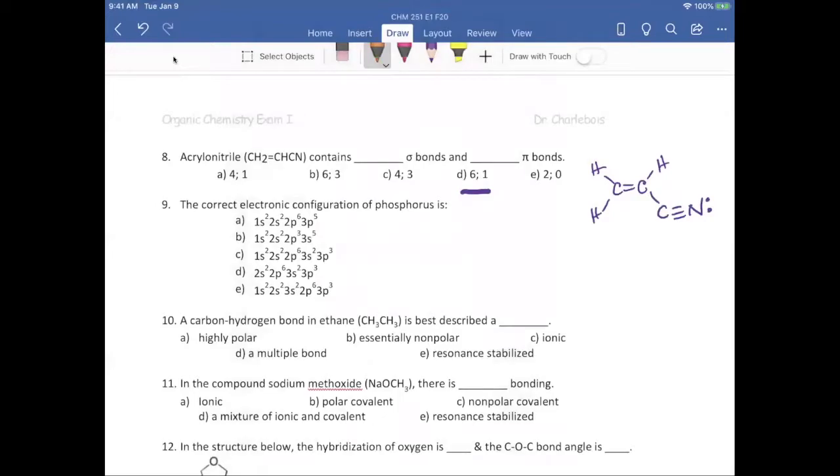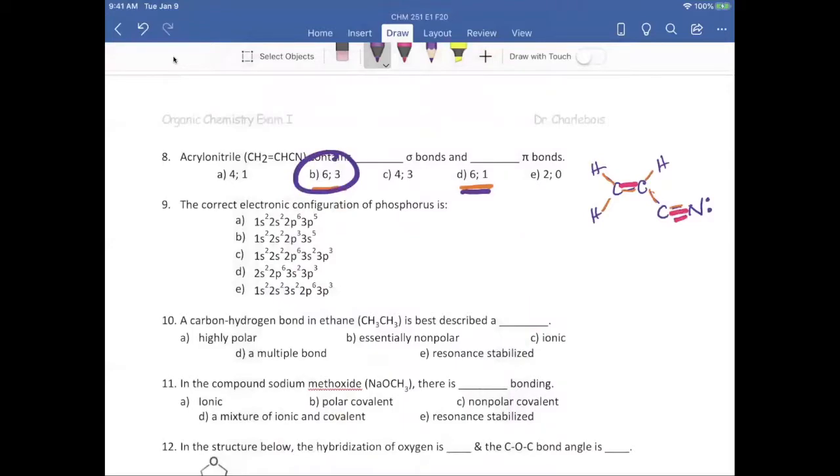So I think you can see here that we have 1, 2, 3, 4, 5, 6 sigma bonds. So it's either going to be B or D. And then we also have 1, 2, 3 pi bonds. And so that's going to be B is the correct answer.